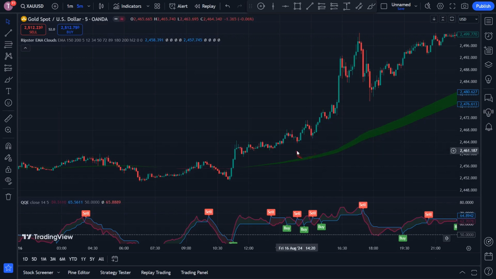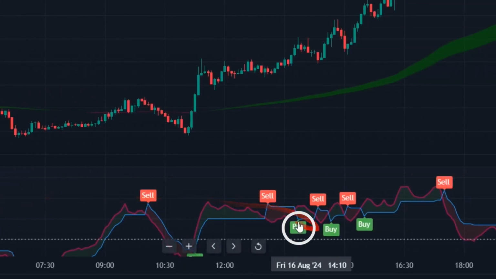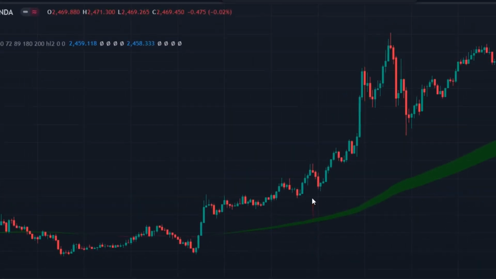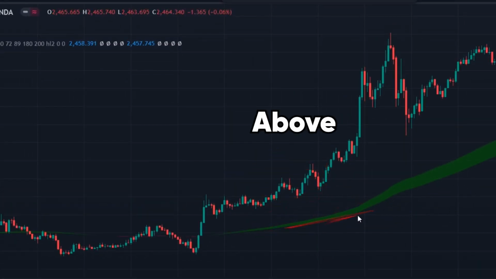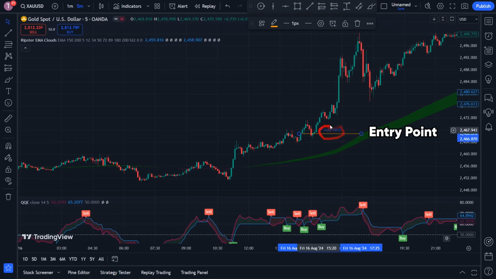For a buy order, we first need to look at the QQE indicator and look for a buy signal on it. After that, we should check the EMA clouds and ensure that the clouds are green and that the candles are above this indicator. If both of these conditions are met, we know we have found a suitable entry point for a buy trade.